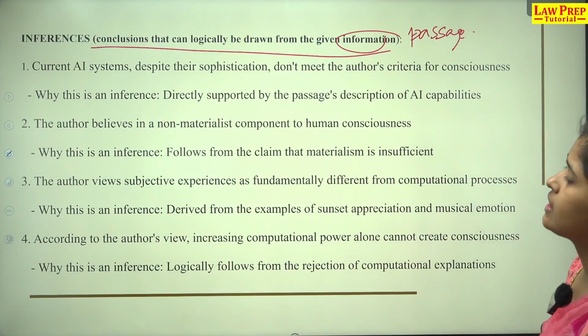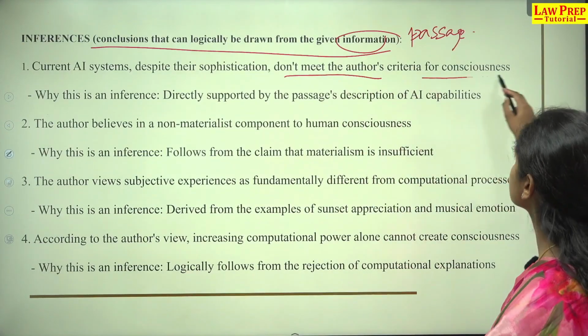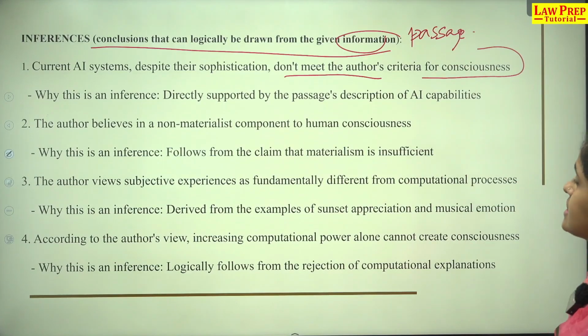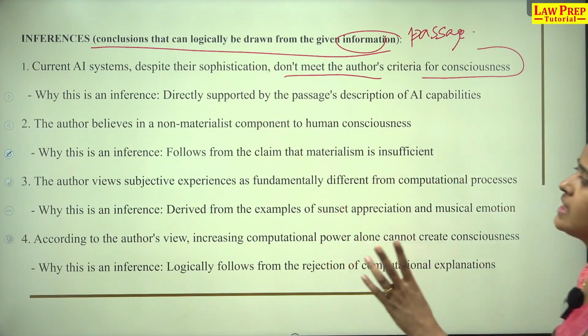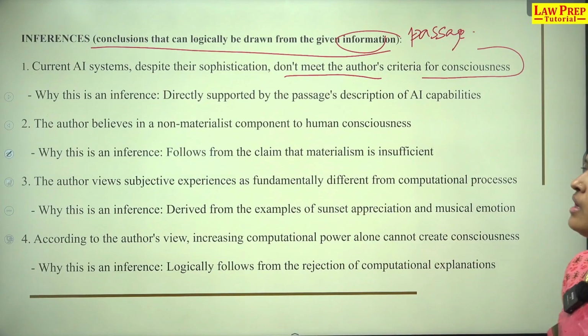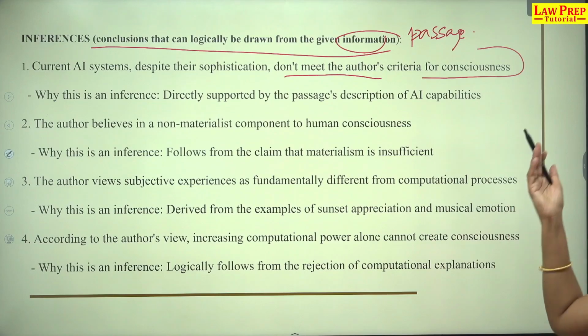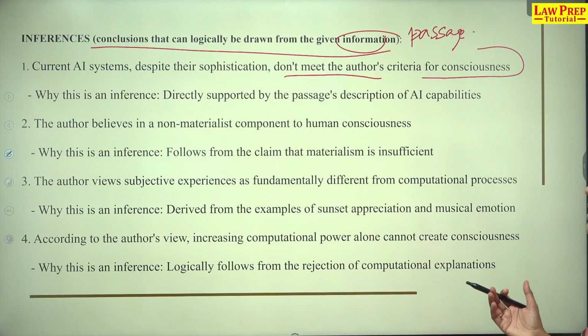Inferences for this article are: current AI systems, despite their sophistication, don't meet the author's criteria for consciousness. See, the passage has discussed AI's capabilities. So it is very much clear that the depth the author demands of their AIs is not available.